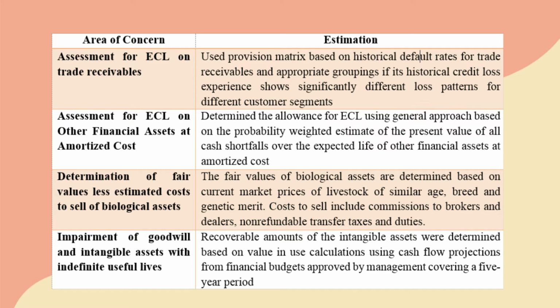Determination of fair values less estimated costs to sell of biological assets. The fair values of biological assets are determined based on current market prices of livestock of similar age, breed, and genetic merit. Costs to sell include commissions to brokers and dealers, non-refundable transfer taxes, and duties.